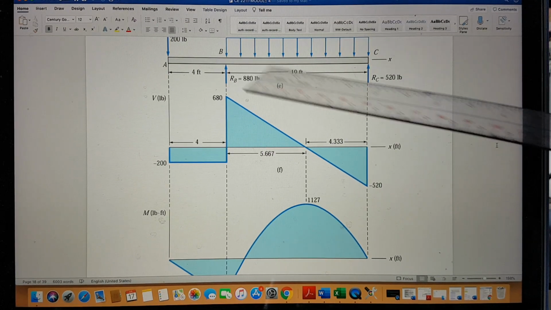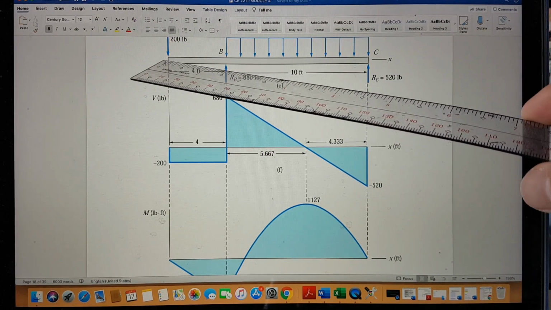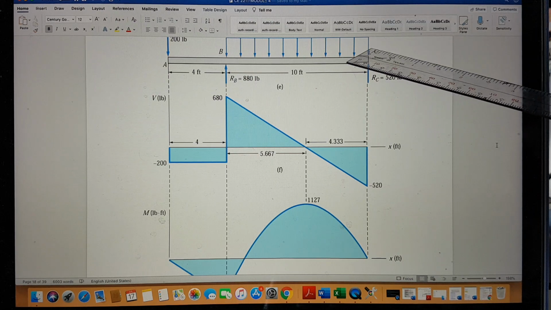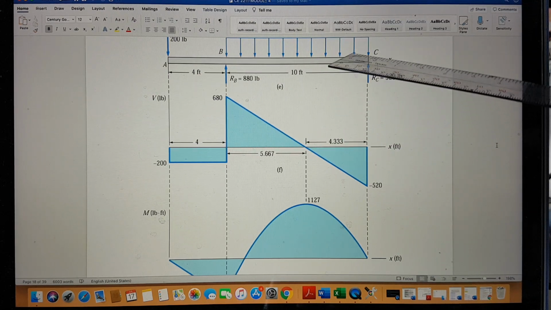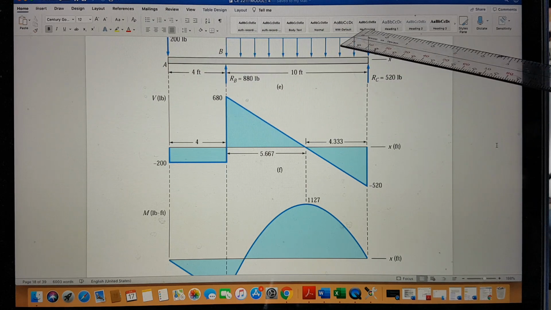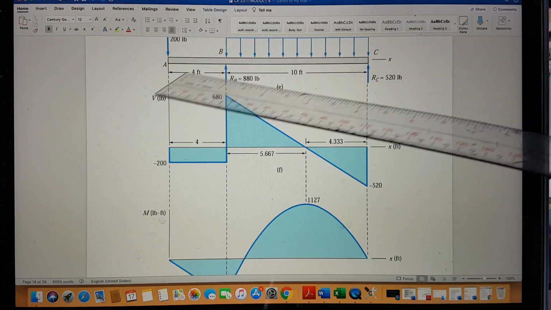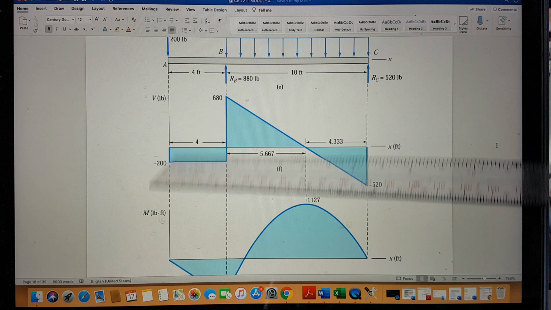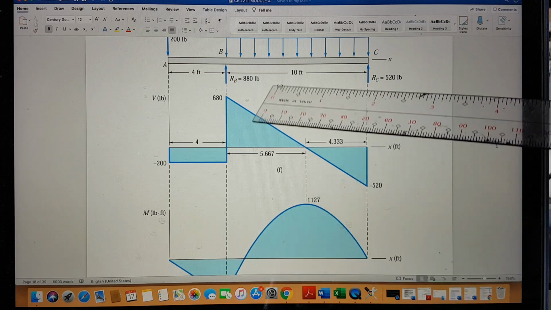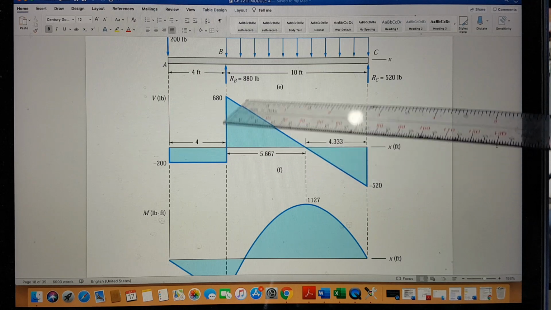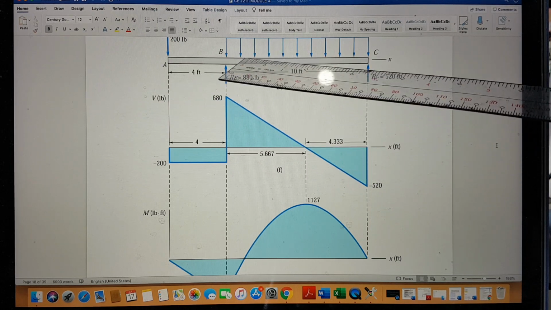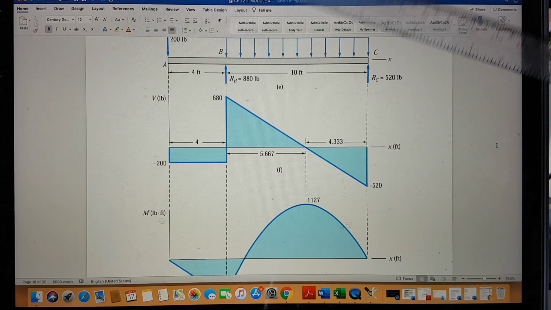For a certain section, we have here beam A to C, and we have a support at point B and a support at point D. And we have here our load diagram. Given that, we were able to determine our shear and moment diagram. This shear and moment diagram represents the shear at a certain distance along that cross-sectional area.